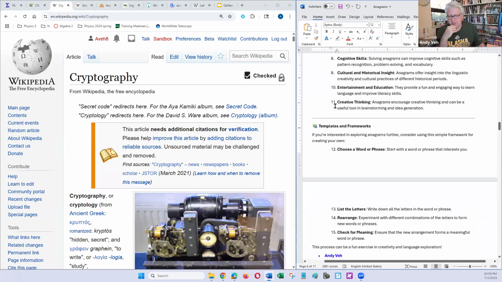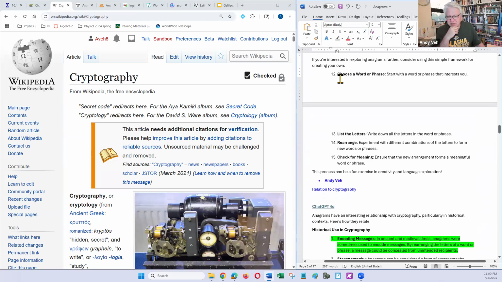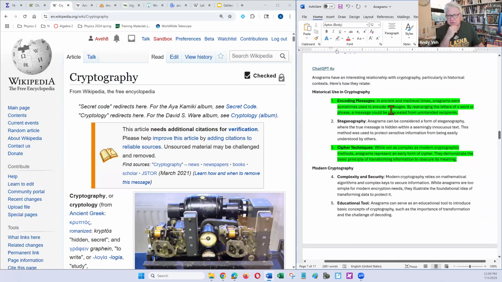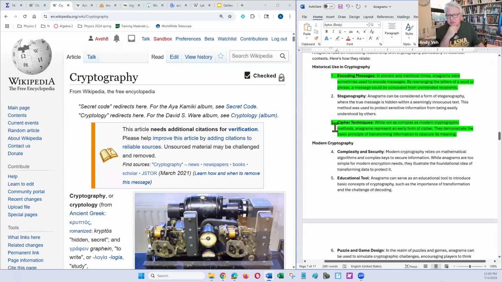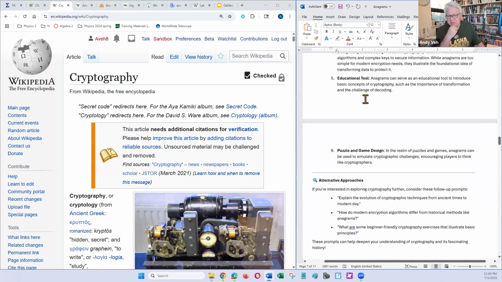Kind of repeating myself here, right? Because it's kind of like already my third thing talking about cryptography and anagrams. All right, then relation to cryptography. So again, in ancient and medieval times, anagrams were sometimes used to encode messages. Cipher techniques, while not as complex as modern cryptographic methods, anagrams represent an early form of cipher. They demonstrate the basic principle of transforming information to obscure its meaning.